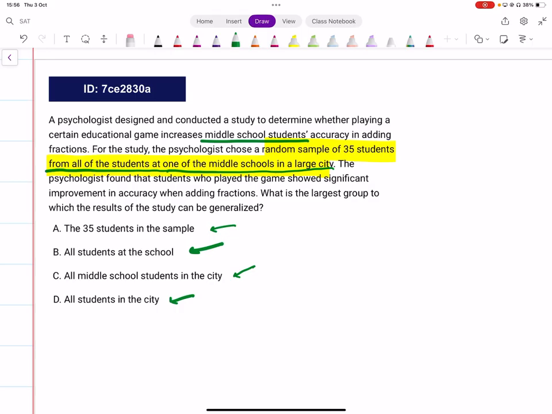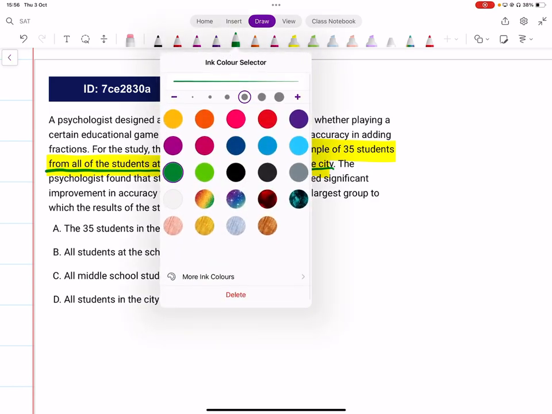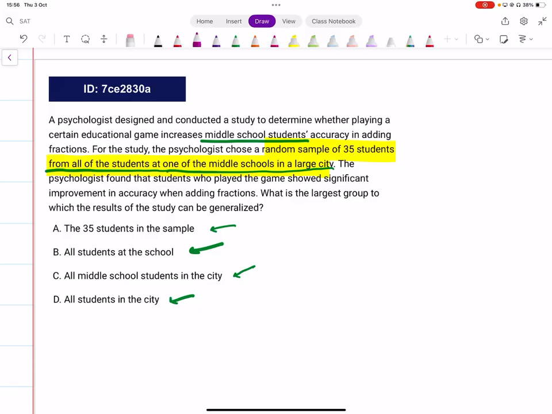Which one of these is it going to be? C or D? It can be either of B or C, it can't be anything other than that, right? All students in the city, no. 35 students in the sample, that's also not possible. But now, look at the other two options. What is the sample size? 35, and all of those 35 students are taken from one of the middle schools in a large city.